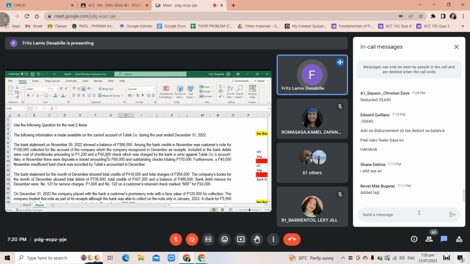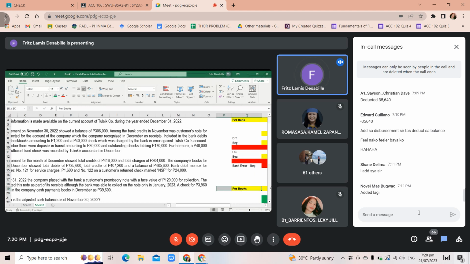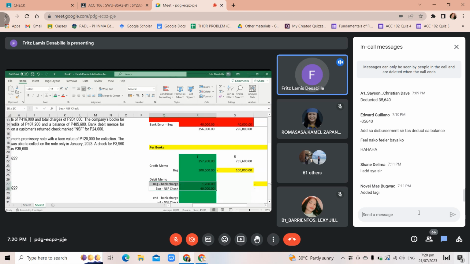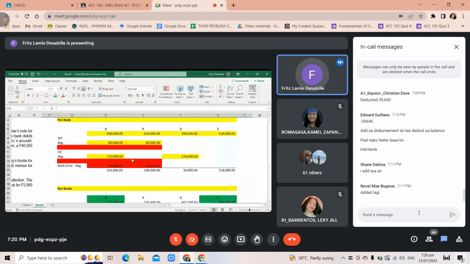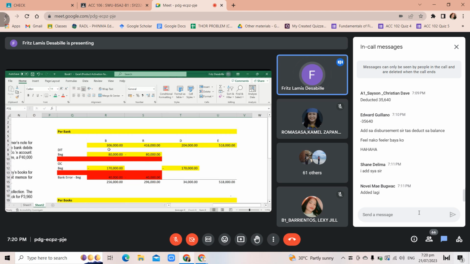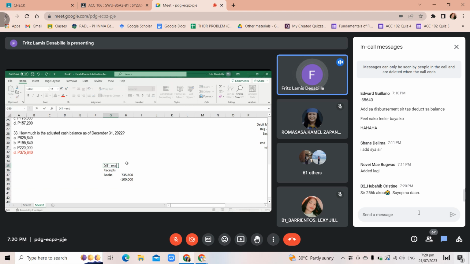Included in the bank debits were the cost of checkbooks amounting to 12 and 40. Okay, that one is fine. November deposits amounting to 80. Okay, insufficient fund checks. Okay. That's it, guys. We already answered that. So that's 216 and 3. But I want to complete the proof of cash. We still need to compute the DIT or the ending outstanding checks. Sige, I will give you the formula later.